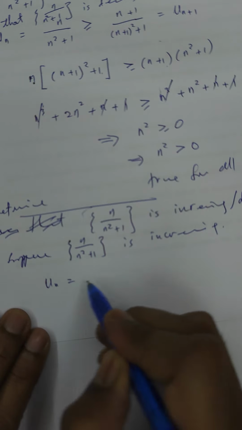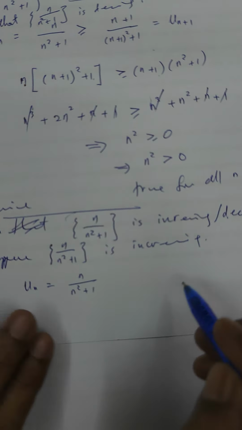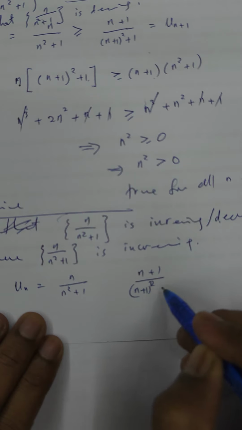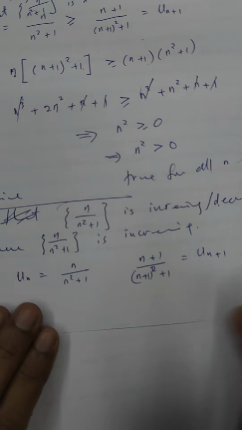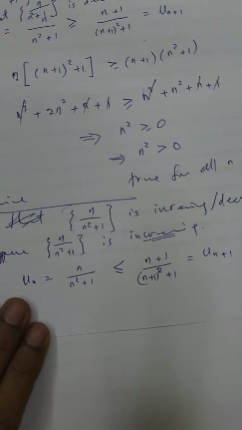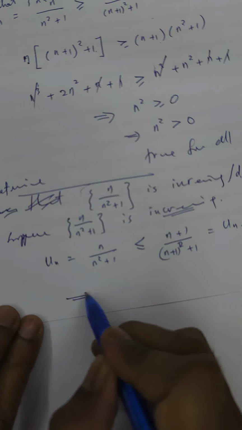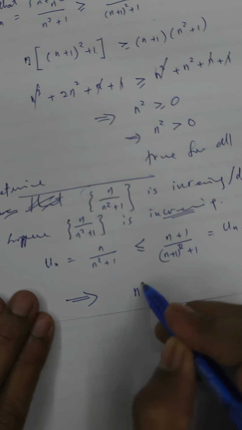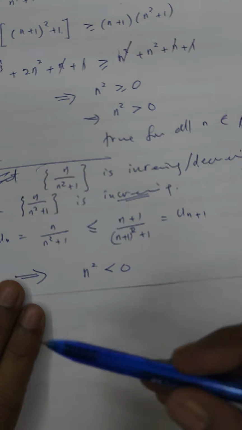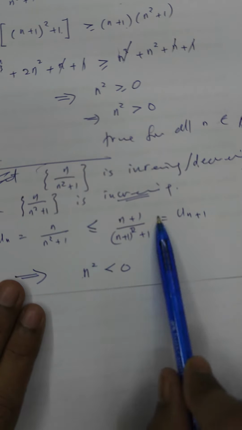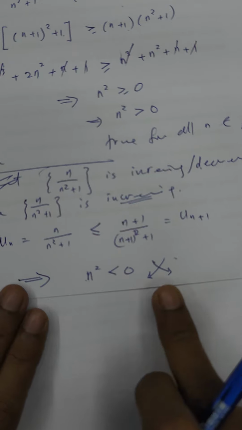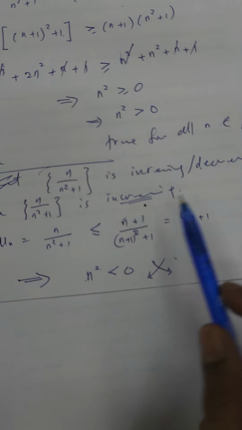So we have u_n equal to n over n squared plus 1, whereas for n plus 1, u_(n plus 1) is n plus 1 over (n plus 1) squared plus 1. For an increasing sequence, we need u_n less than or equal to that. If you proceed with this, at the end you get n squared less than 0, which is impossible, because n is always positive and squared gives positive numbers. But from that assumption it shows a negative number, so this gives a contradiction. With that contradiction, this sequence is not increasing, and in fact it is decreasing.